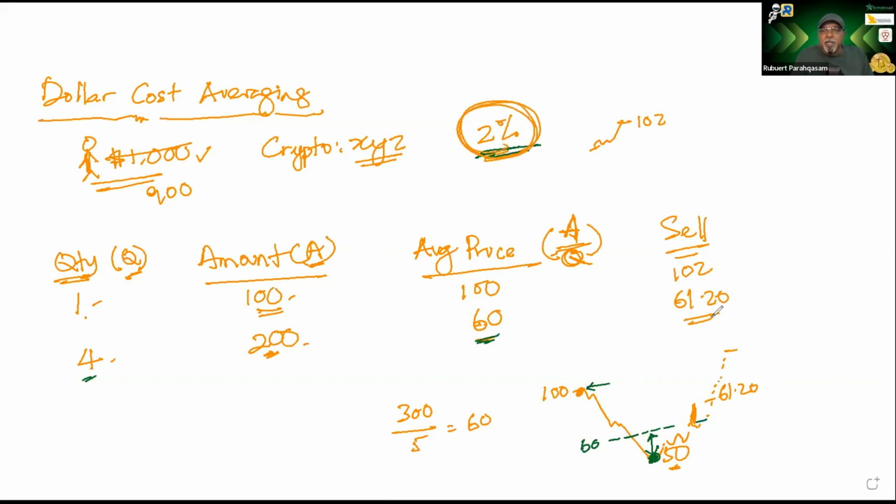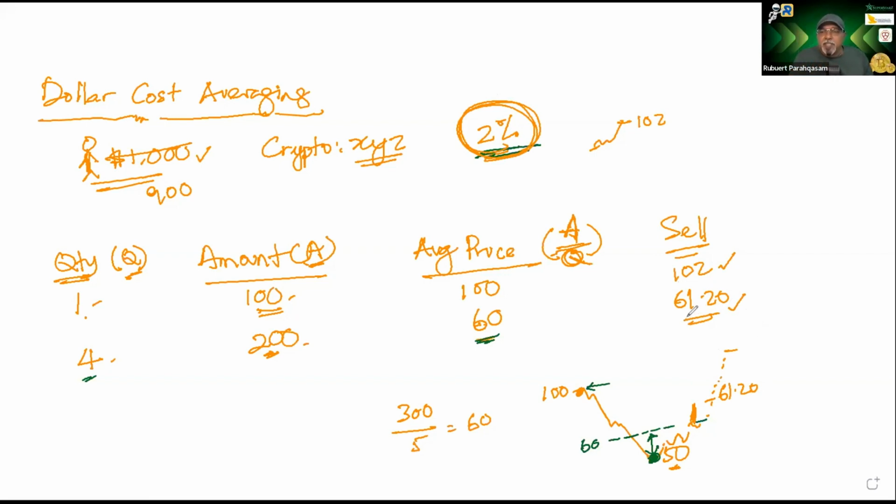Can you guys see this? So I don't have to wait until it goes to 102. I can sell it off at 61.2. So my waiting time is lesser. The journey that the market has to make is shorter. I can make a higher profit as well.